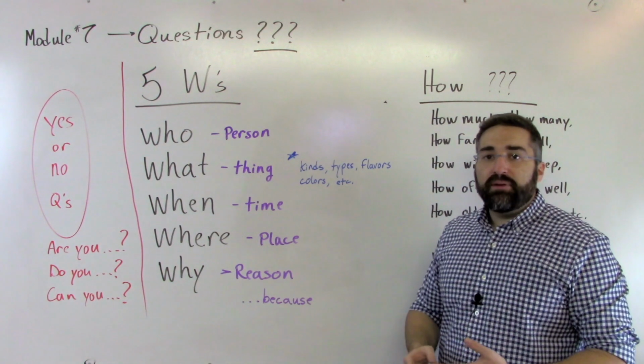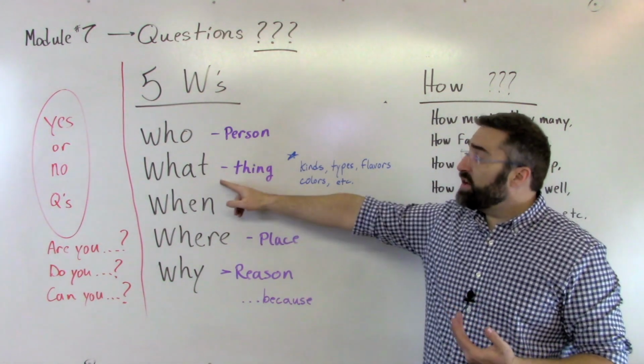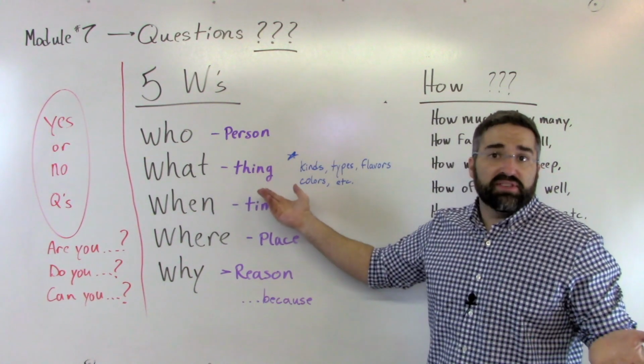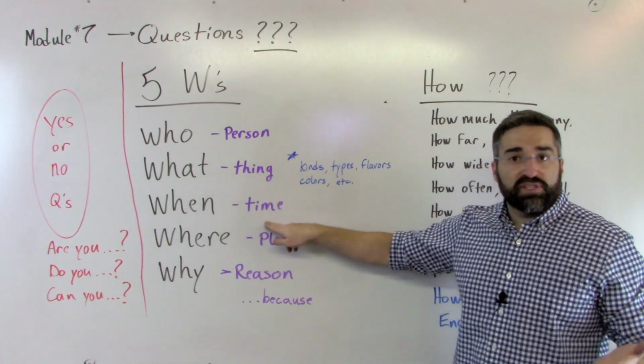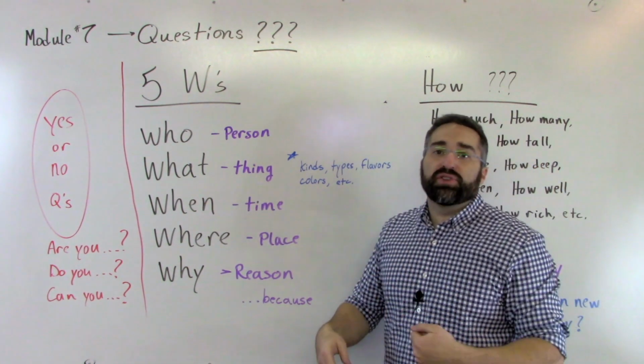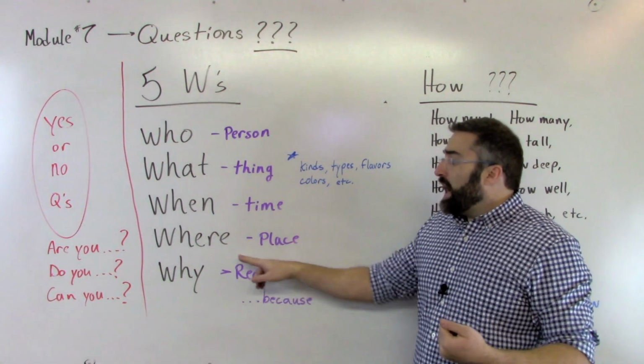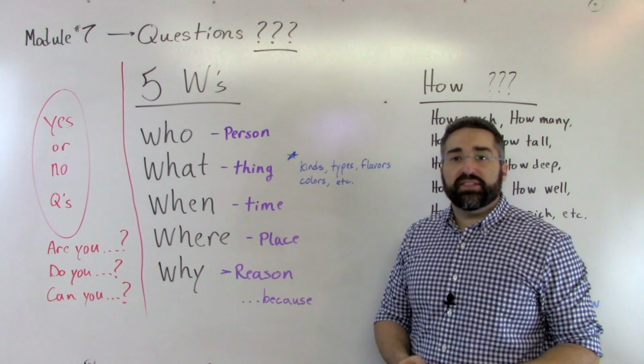Then we have when. When is for time. We also can ask what for time, right? What time is it? So because time is a thing, but here more specifically, when. When do you go to work? When do you want to go see a movie? Things like this. Where is for places.